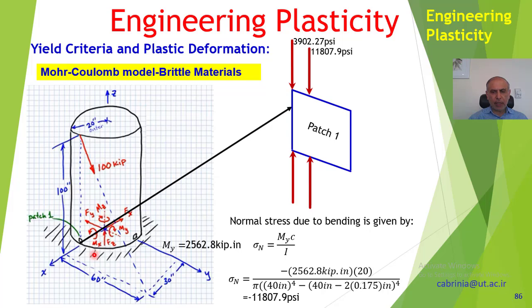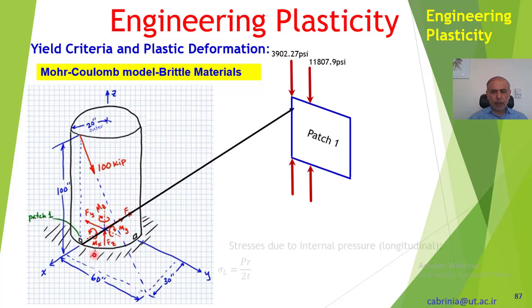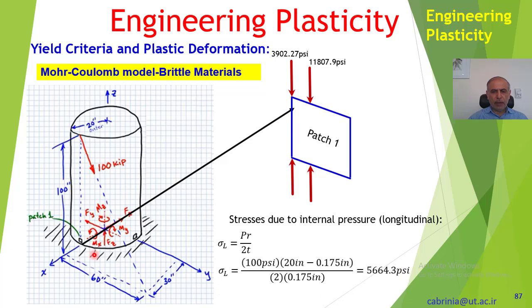Because we want to find out the factor of safety for the patch. Then let's go further and find out about the internal pressure. Also in the z direction we have this internal pressure, because at the beginning of this problem we said that we have 100 psi pressure inside the cylinder. So the stresses caused by the internal pressure are in two directions, one in the longitudinal direction and one in the hoop direction, the circumferential direction.